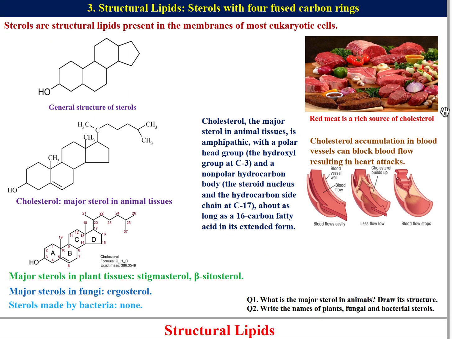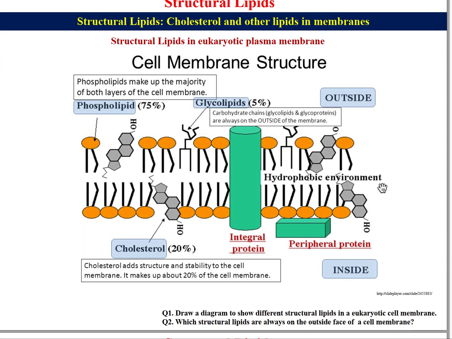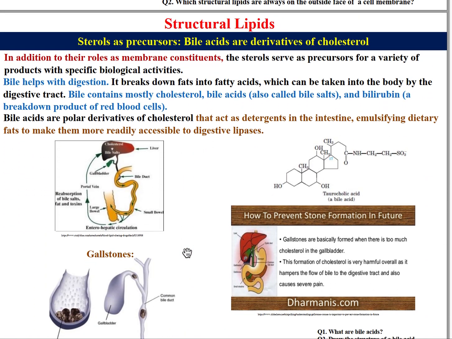Okay, so cholesterol accumulated in the blood vessels can block the blood flow, resulting in heart attacks. So cholesterol and other structural lipids are in the eukaryotic plasma membrane. This is a schematic presentation of the plasma membrane with its different components. Phospholipid makes up 75% of the cell membrane, glycolipid contributes 5%, and cholesterol itself 20%.